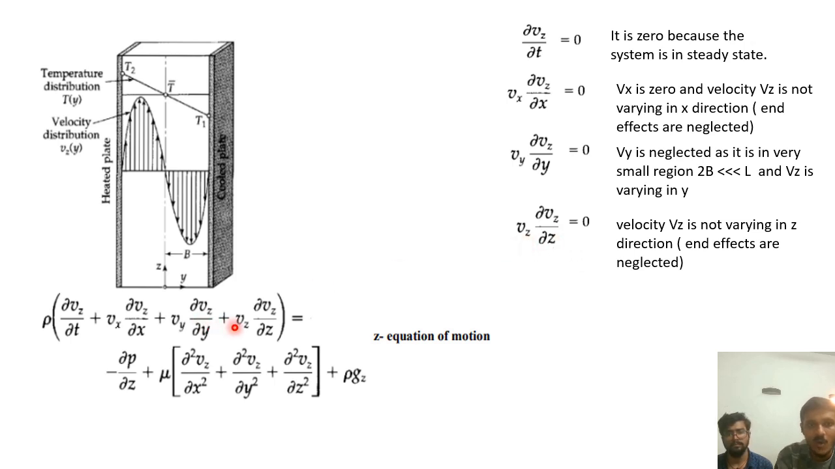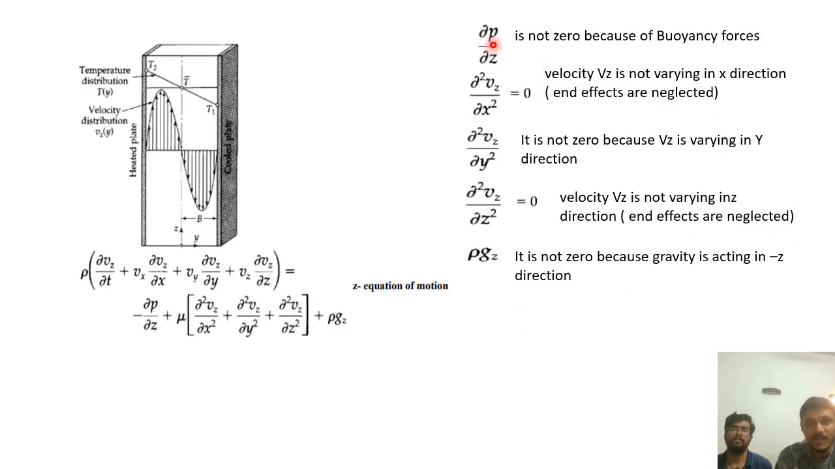Next is Vz dou Vz by dz, which is equal to zero. In this, Vz is not varying in the z direction and end effects are neglected. Vz is non-zero, but the overall term becomes zero. The last term, then, we have dou p by dou z. This is not zero because of buoyancy forces.